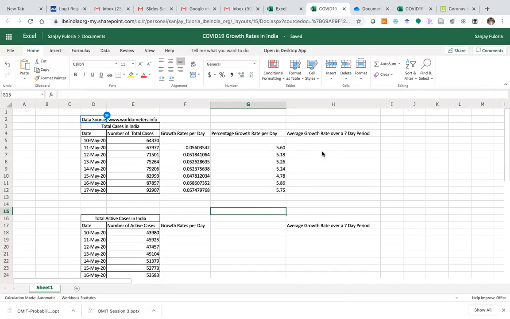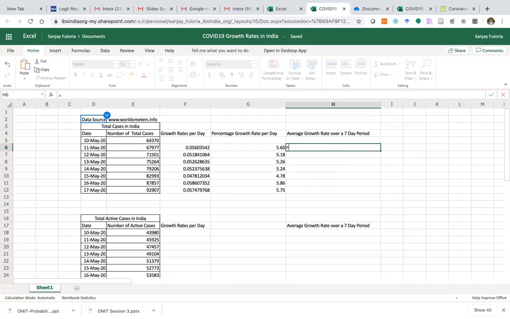Okay. Now we look at the average growth rate over a 7-day period. So we simply can take the average of these 7 numbers, which will be the sum of these numbers divided by 7. That would give us the average growth rate over a 7-day period. Now, in a lot of analysis, you would have seen a 7-day moving average. Okay, 7-day moving average. So we'll come to that later.